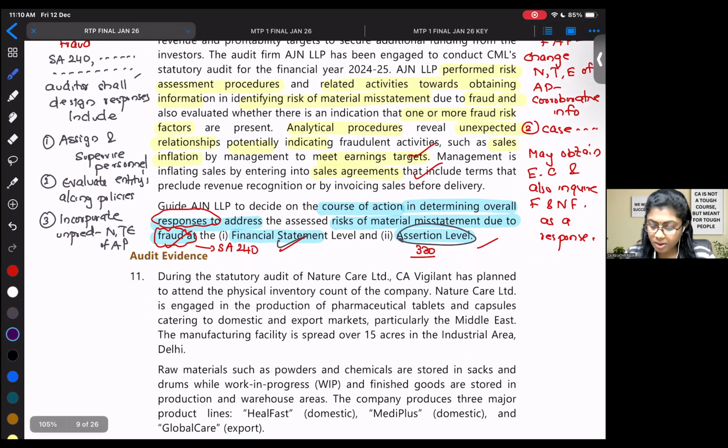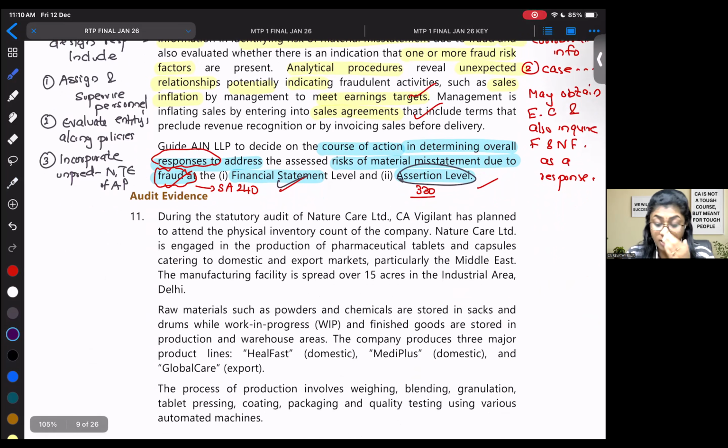Okay. Can you say the next one? Audit evidence.